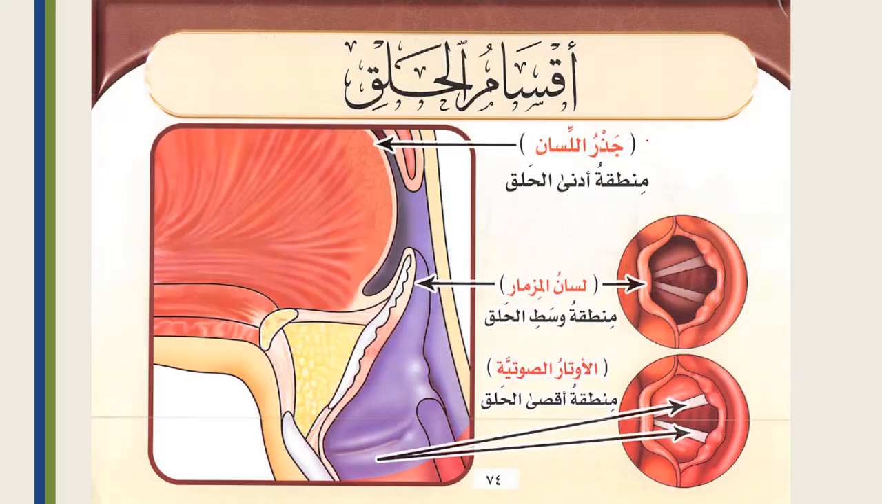Let's start. Remember when we discussed that the purple color was the throat. So the throat itself is divided. At the bottom of the throat, we have the vocal cord, and here this is the middle area of the throat, and here this is the top of the throat. So these are the three areas of the throat: the bottom, the middle, and the top.